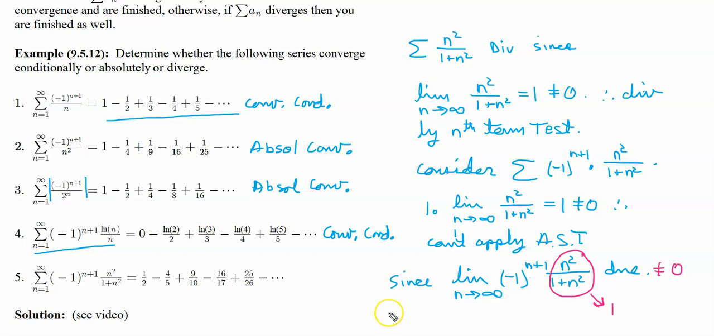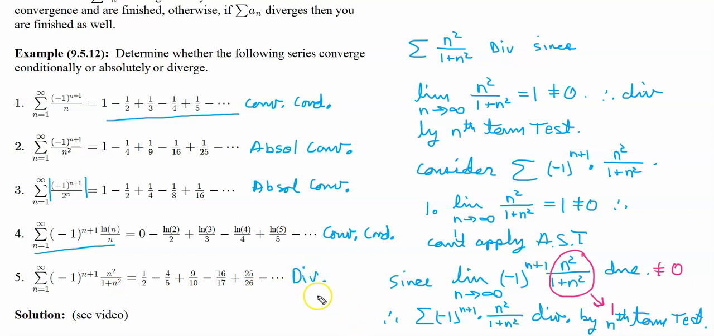And so once again, by the nth term test, this series actually diverges. So therefore, this series diverges by the nth term test. And so we have concluded now that this series just diverges. We don't have conditional convergence, we don't have absolute convergence, it just diverges. And that concludes this video about absolute and conditional convergence.